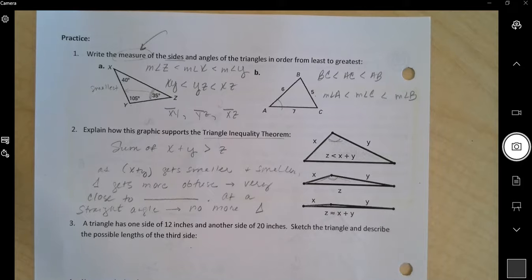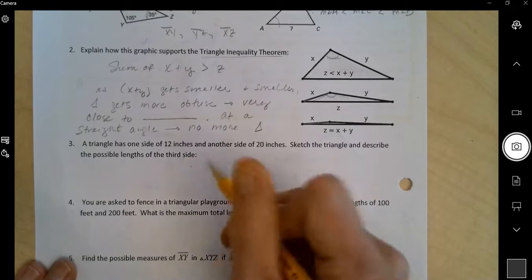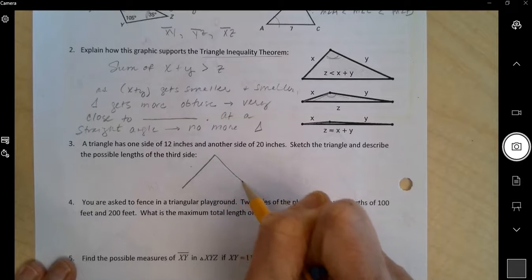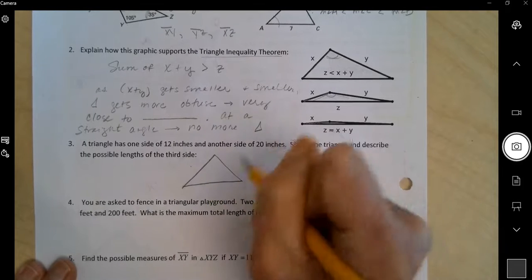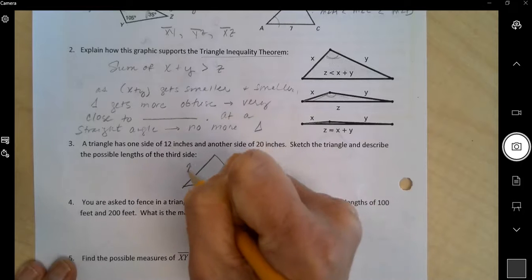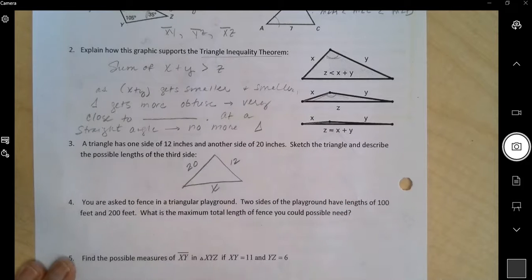All right. So a triangle has one side of 12. Just draw any shaped triangle. It doesn't matter what it looks like. Give yourself a side of 12 and 20 and x. Because what we want to do is come up with 3 inequalities that describe the possible measures and the values that x could be.